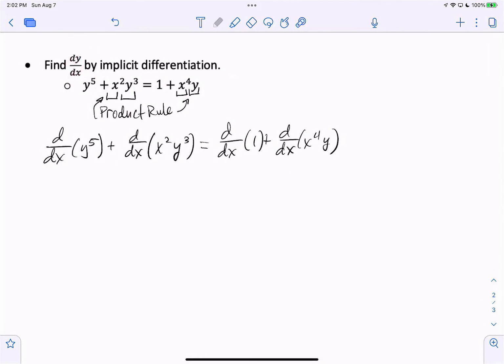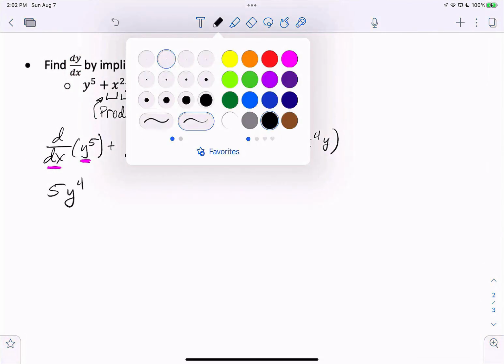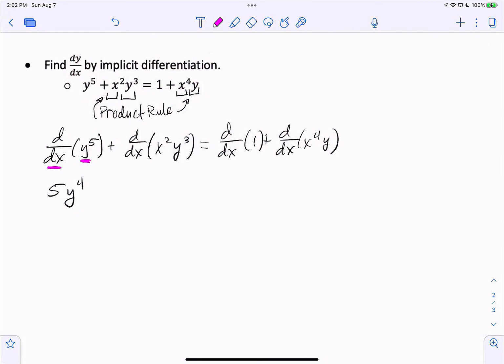Okay, now, in the first term, I'm differentiating with respect to x, and the thing I'm differentiating itself is not x, it's y to the fifth. I'm going to use the power rule, so I have 5y to the fourth. And then, because what I'm differentiating with respect to x is not x, I have the chain rule, so y prime is coming out.